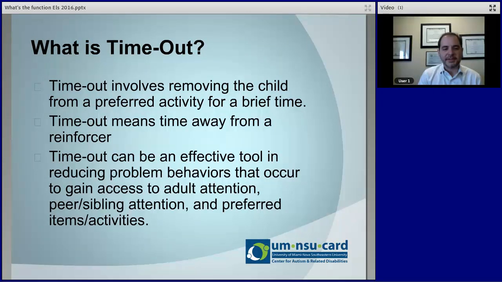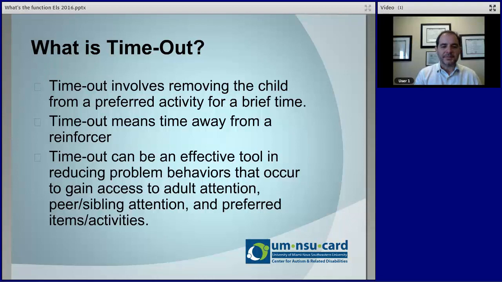You might also consider a procedure called timeout. Timeout involves removing the child from a preferred activity for a brief period of time. There is no great rule about how much time, but we probably don't want to exceed a minute or two. Now, the trick about timeout is that timeout means time away from a reinforcer. That is the actual definition of it. So you can't put people in timeout when there is no time in. I hope that makes sense.